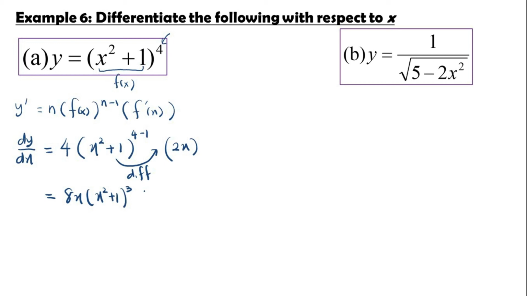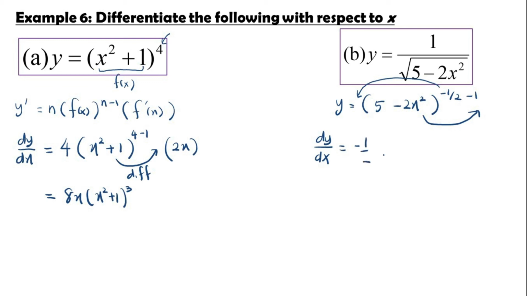We have y equal to 1 over surd of 5 minus 2x squared. Since we have a surd here, if I change it into a power form, we will get 5 minus 2x squared to the power of negative half. So following our power rule, make sure you bring your power to the front, all power minus 1, and then differentiate what's inside the bracket. So our dy dx here will be negative half times 5 minus 2x squared, power minus 1, so we will have negative half minus 1.